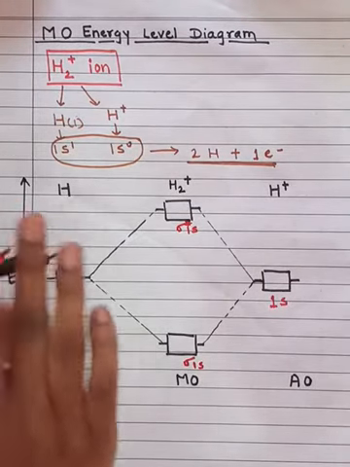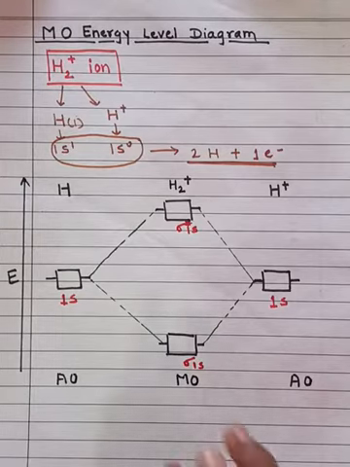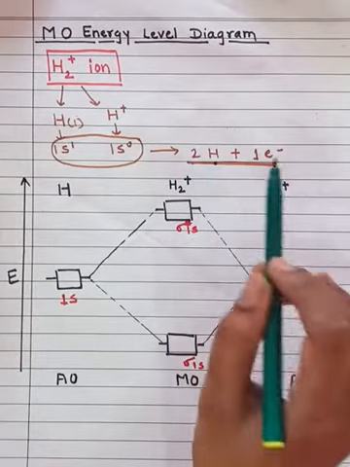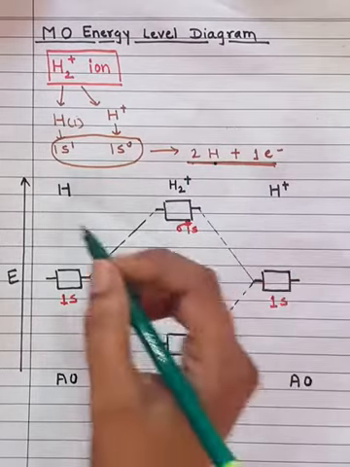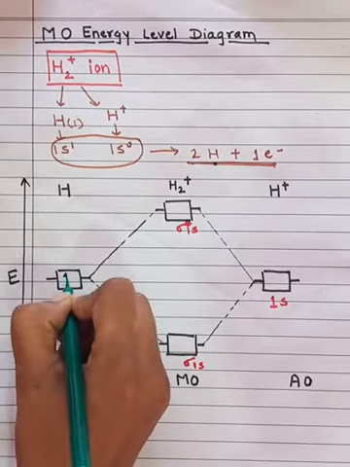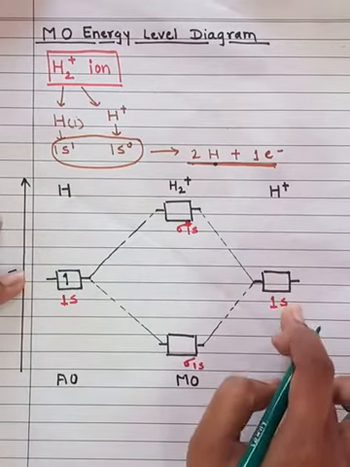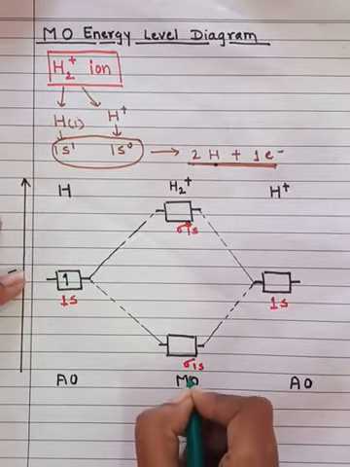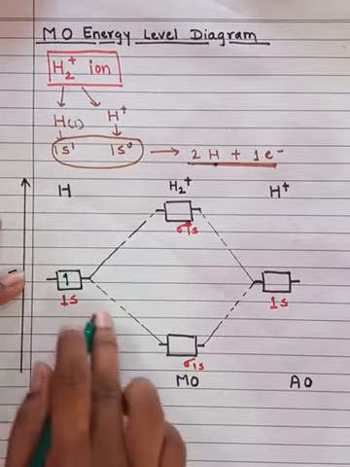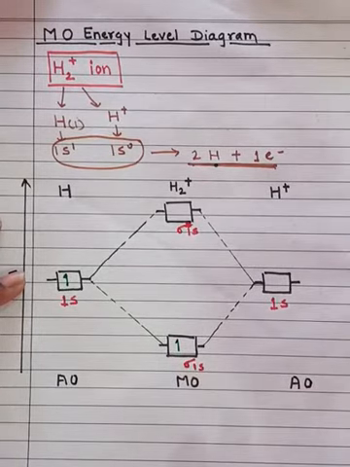Then let us see the filling of electrons, how the electrons are filled in the MO energy level diagram. Now in the structure we are seeing that it consists of 2 hydrogen atoms, right? And there is a single electron. So the first hydrogen atom consists of the single electron, and the second hydrogen atom has no electrons. Now this bonding molecular orbital, that means the sigma 1s, is lower in energy. That's why this single electron moves to the lower, that is, the bonding molecular orbital.